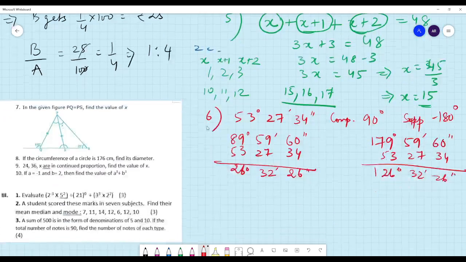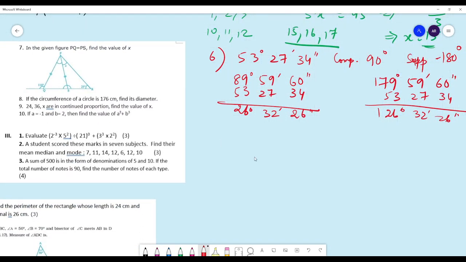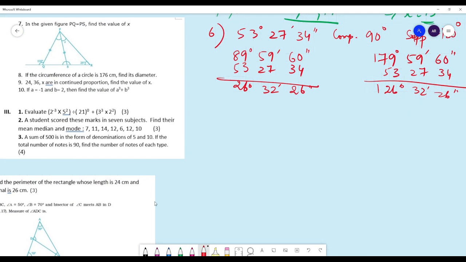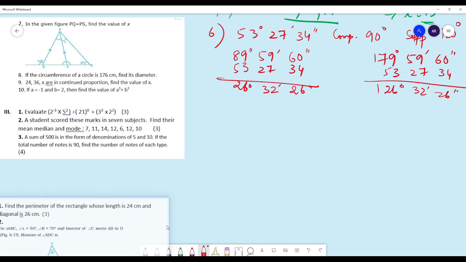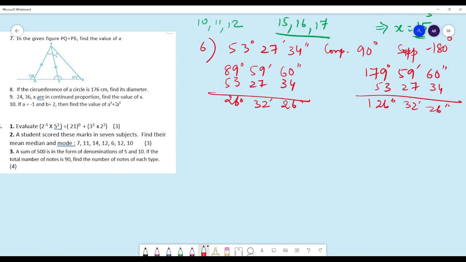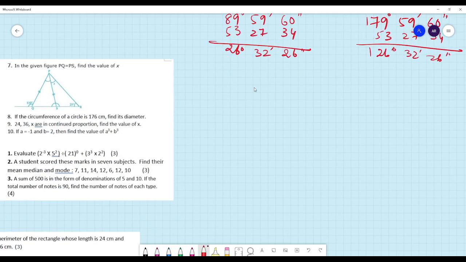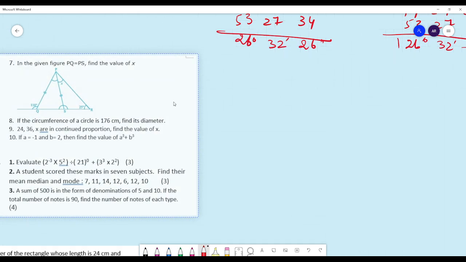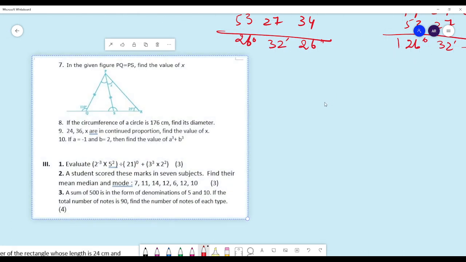Now let us move on to this next set of questions, and let me just move it a bit down so that there is enough space for us to solve these questions. Okay, so now look at this question, and I would like to explain this over here itself. So you see, in the given figure, PQ equals PS. PQ, this is equal to this, right? Find the value of X.